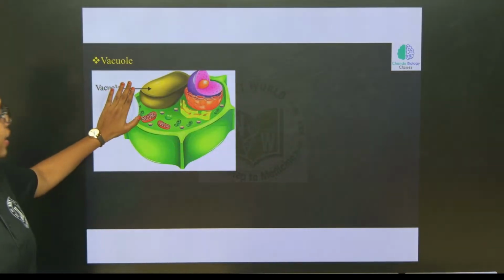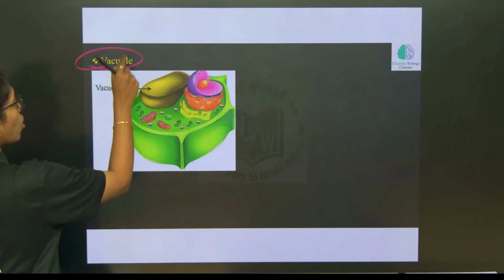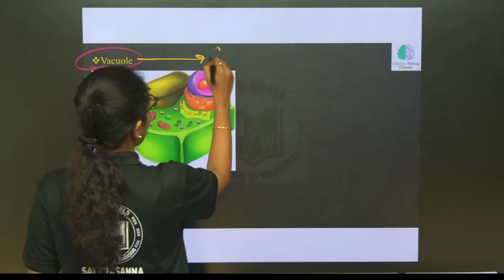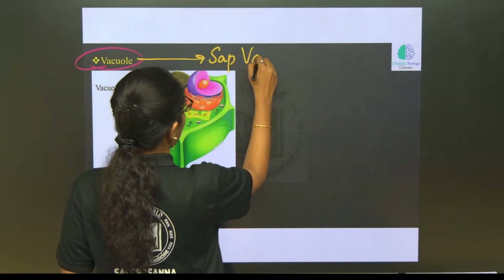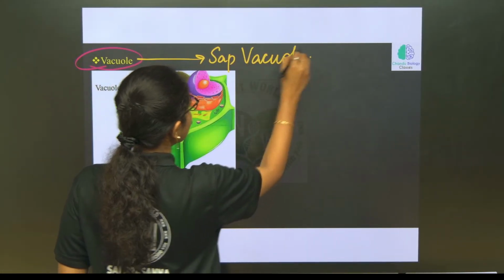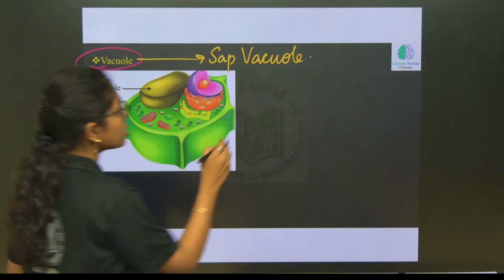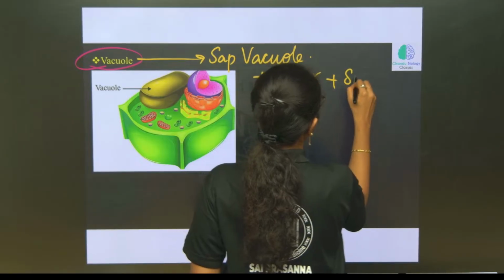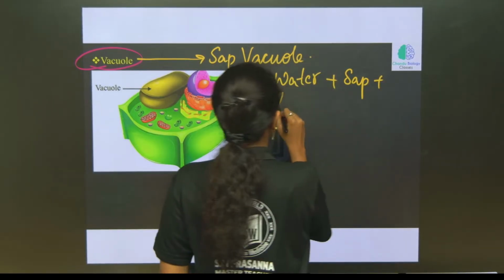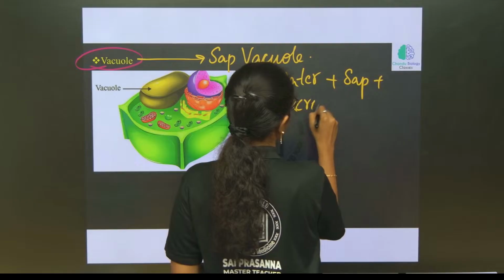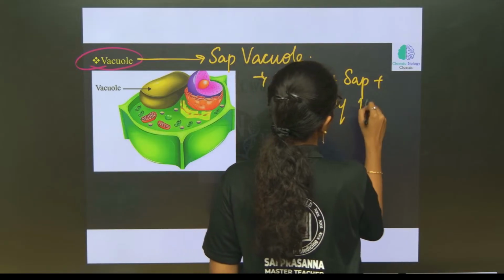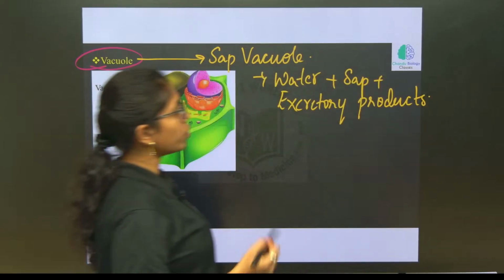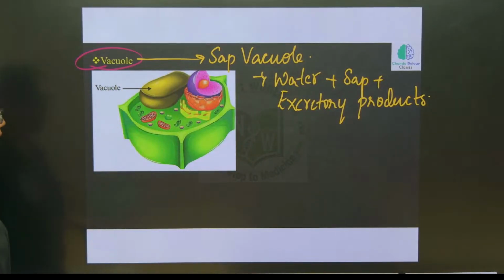The last organelle in our endomembrane system is the vacuole. A vacuole in a plant cell is said to be a sap vacuole, because it contains water, sap and excretory products.